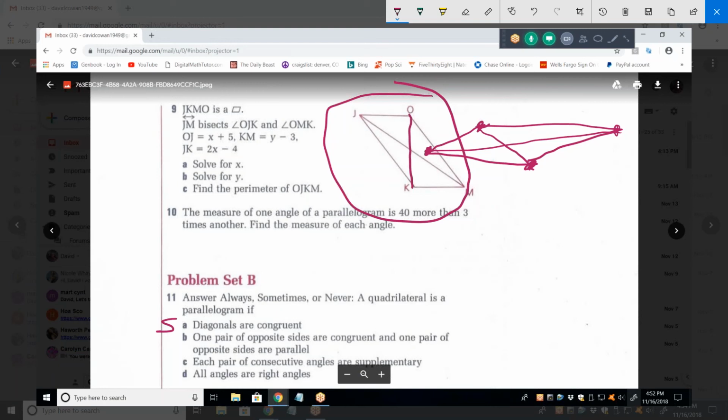Okay, a quadrilateral is a parallelogram if one pair of opposite sides are congruent. And do they mean the other pair? Yeah. Because they really should have said that, because I got a trapezoid. I've got one pair of opposite sides congruent, and one pair of opposite sides parallel. That's not a parallelogram.